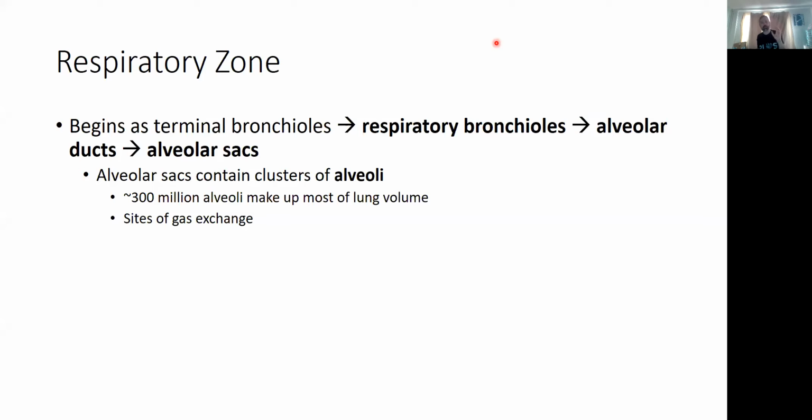Now we're going to transition from those terminal bronchioles into the beginning of the respiratory zone, which are the respiratory bronchioles. The alveolar ducts are the next part, and they lead into the pouches of very, very thin, delicate tissue, which are the alveolar sacs. The alveolar sacs contain the alveoli, and those alveoli are where we actually exchange gases with the blood.